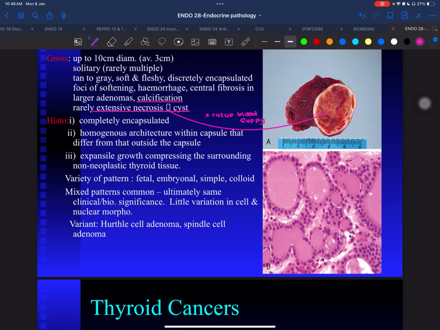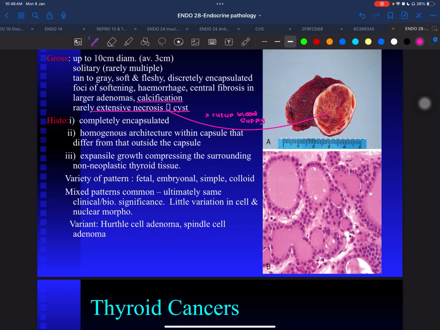So there is a homogeneous architecture within the capsule that differs from that outside the capsule. Okay, you can see a circumscribed lesion, and the growth is expansile. It can compress the surrounding non-neoplastic thyroid tissue. And there can be a few patterns: fetal, embryonal, simple colloid pattern, a mixed pattern. This one is under the microscope. Ultimately, same clinical or biological significance, little variation in cell morphology. There's no nuclear atypia. Maknanya nucleus cantik, dia bulat, dia tak ada nuclear polymorphism, because it's just an adenoma. It's a benign tumor.